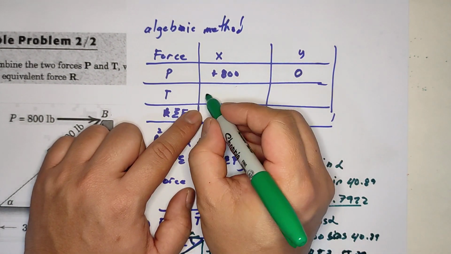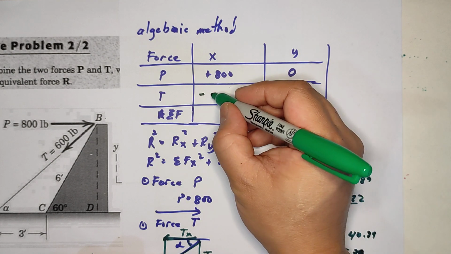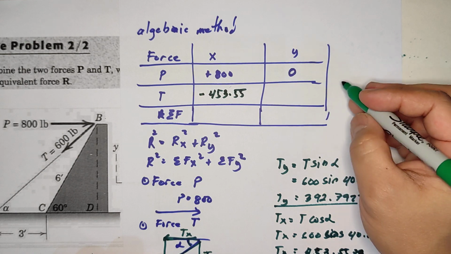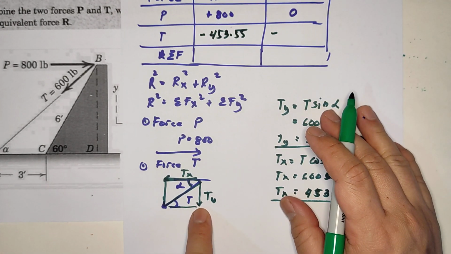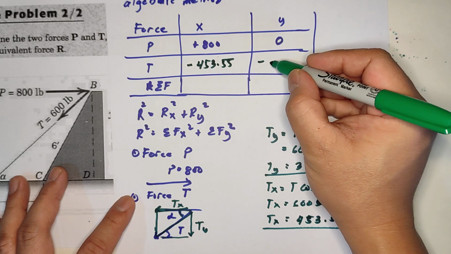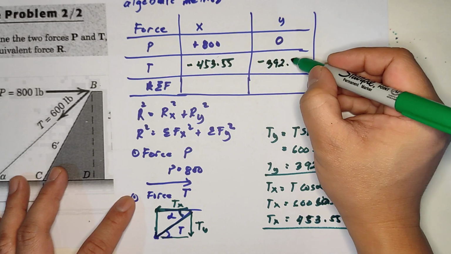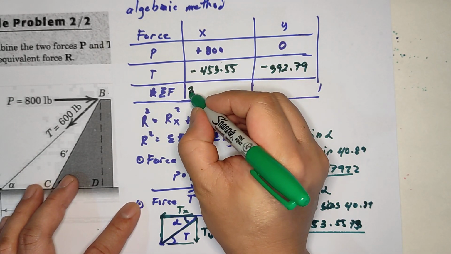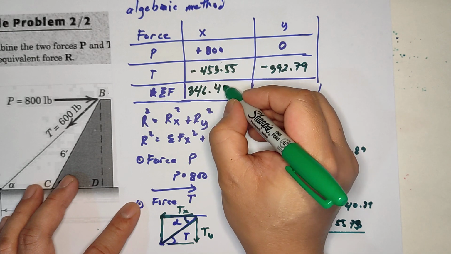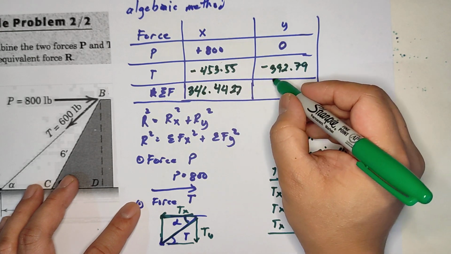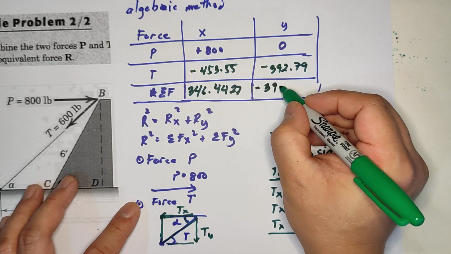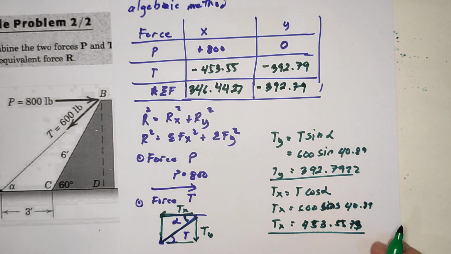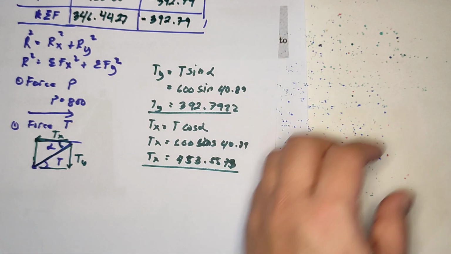Okay, then put this one here. So for the x, this is negative, going to the left, 453.55, and y is also negative because it's going down, 392.79. Sum this one, you now have 346.4427. Then this one is negative 392.79. This is positive, this is negative. Okay, let me draw that one.